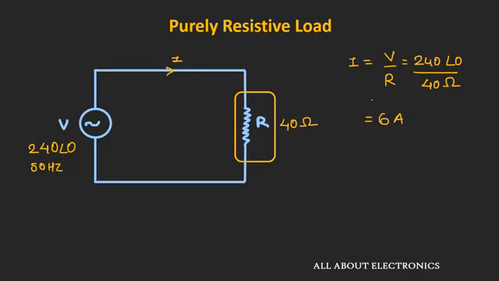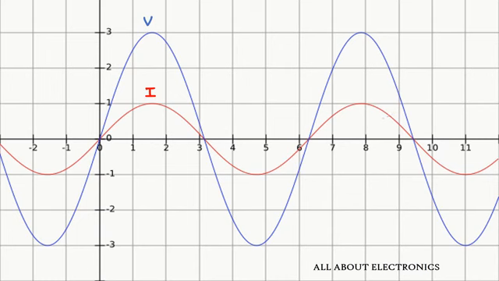In the earlier video on the phasor diagram, we saw that for a purely resistive load, the voltage and current will be in phase. If you see the waveform of voltage and current, it will look like this. As you can see here, both voltage and current are in phase.